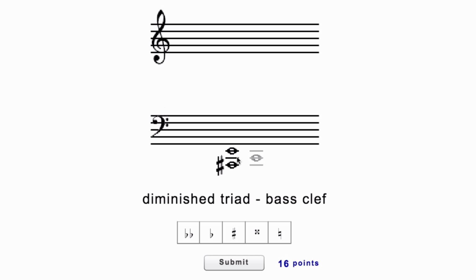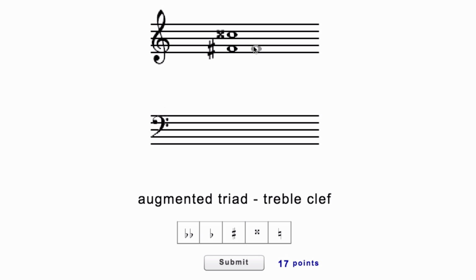That's a minor third, because a diminished triad has a minor third and a diminished fifth. Minor thirds are based upon B, E, A, or D with the same accidental. So I have an A here, so I need the same accidental on my C, C sharp, to make it a diminished triad.